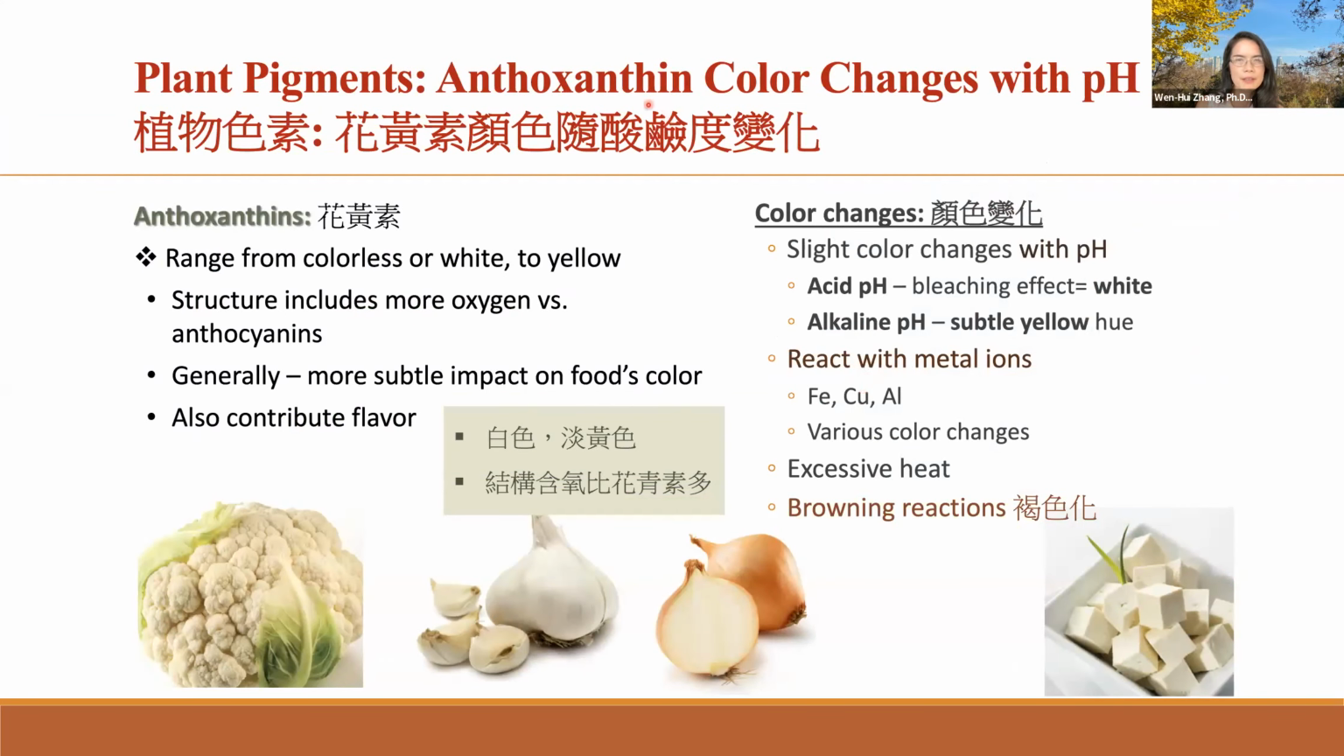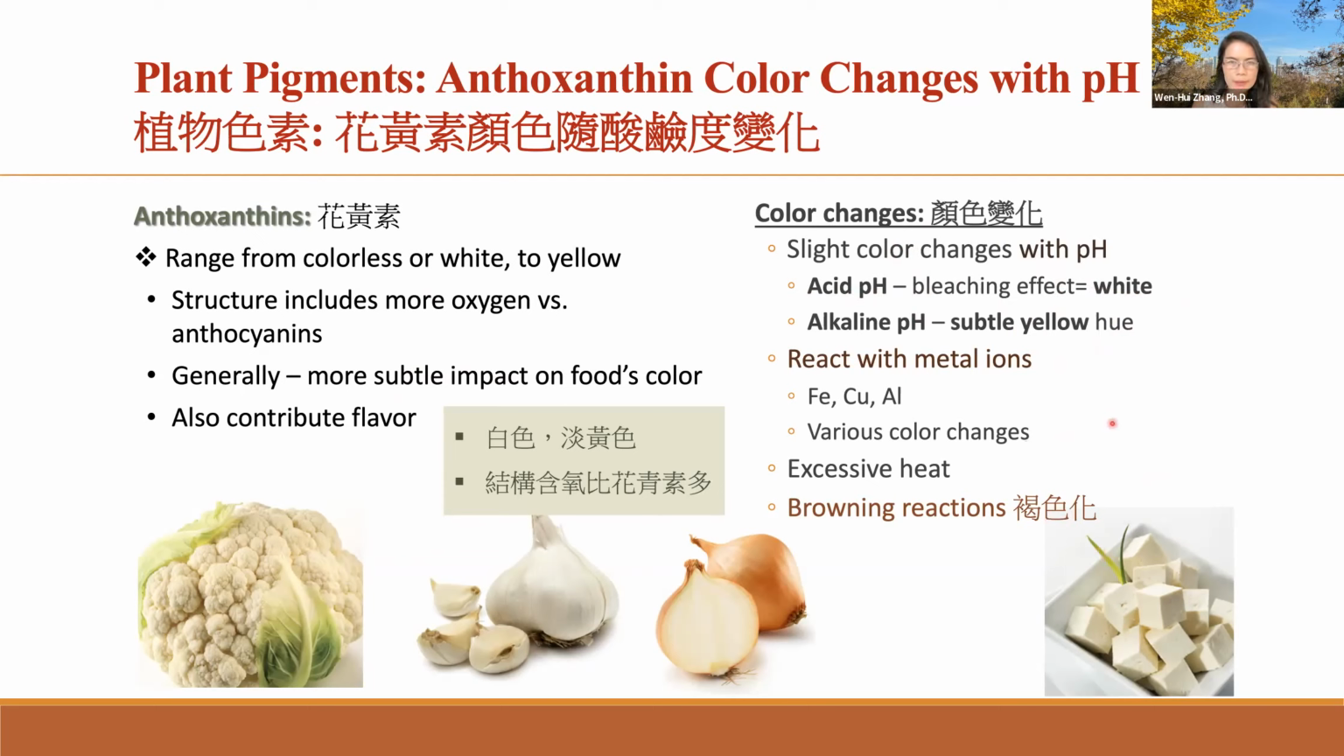Anthoxanthin, the white and cream yellow color in fruits and vegetables, has more oxygen, but the impact on food's color is more subtle. And it contributes to the flavor of food. It also has a slight color change with pH. When it has an acid pH, it has a bleaching effect, so it's more white. And in alkaline pH, it's a subtle yellow. And it also reacts with metal.